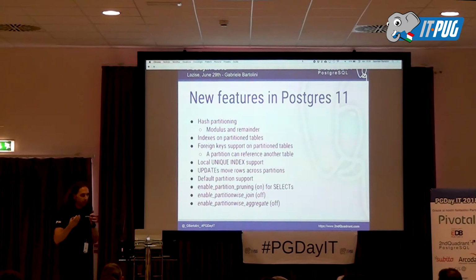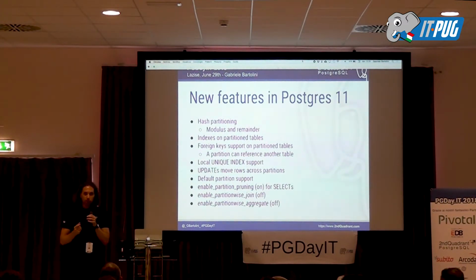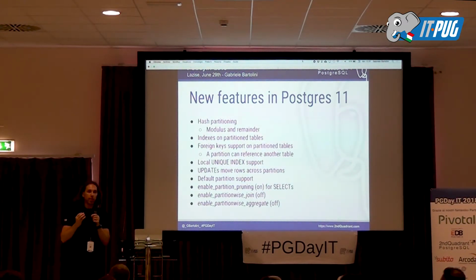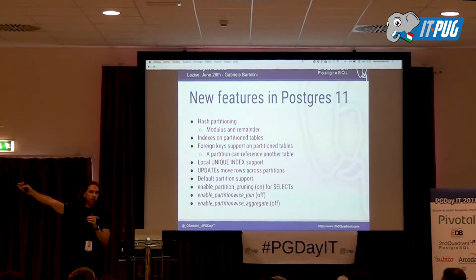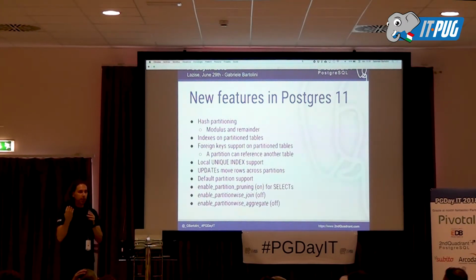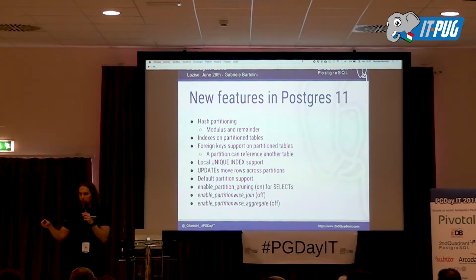Thanks to the work that my colleague Alvaro did, we have triggers on partitions. So thanks to that, now we have foreign key support on partition tables. That means that I can define a foreign key relationship on the master table for the dimensions, for example. We can't yet do the other way around, but I think it will be something we'll see in the future. We also can create local unique indexes.